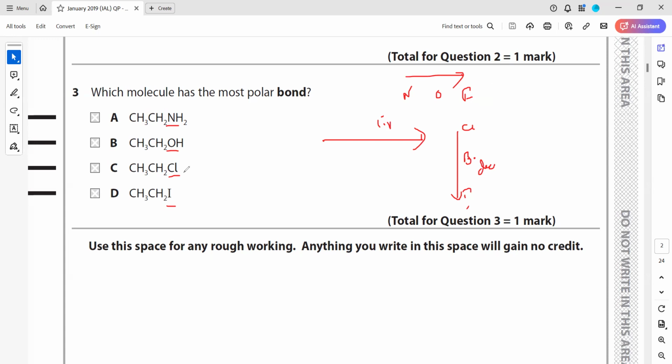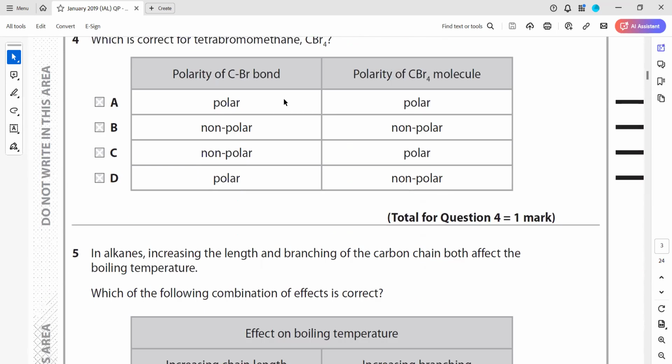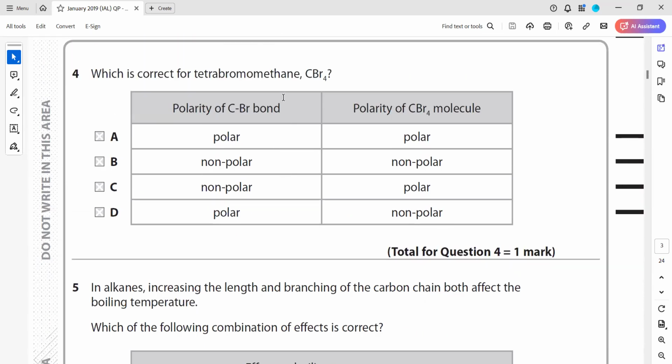Because down the group electronegativity decreases, C and D cannot be the answer. Then we are left with oxygen or nitrogen. Oxygen is more electronegative, so its bonds are more polar than nitrogen, because the greater the difference in electronegativity, the more polar the bond.